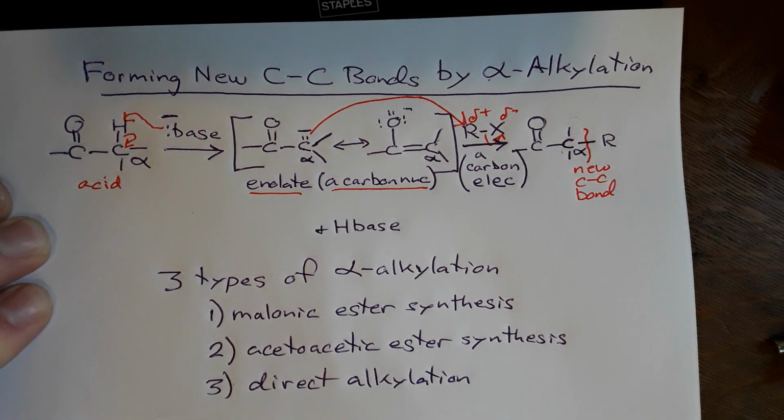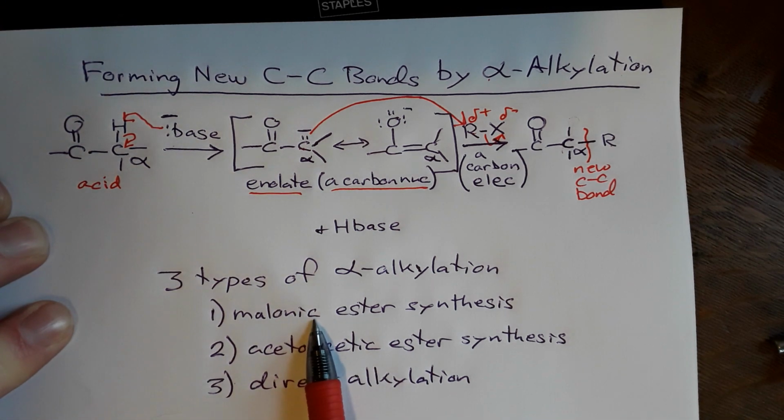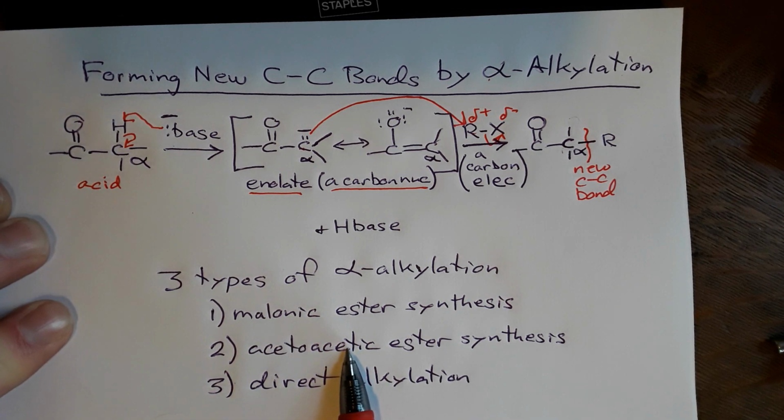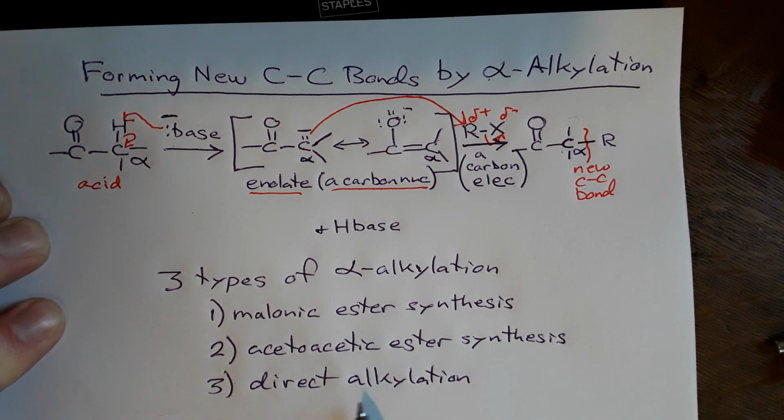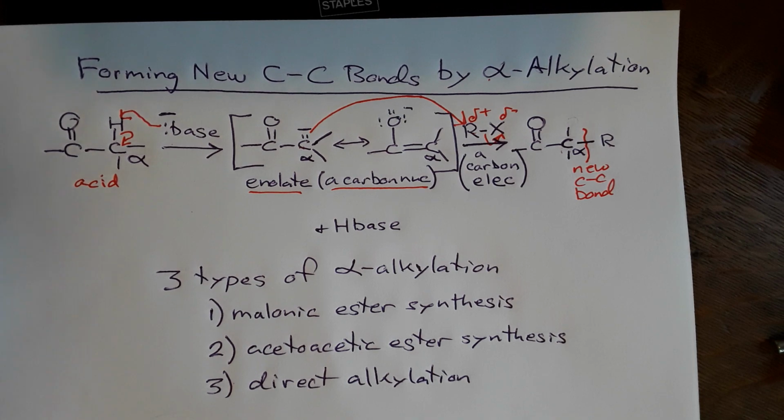So there are three general methods by which we can do this. The first is called malonic ester synthesis, the second acetoacetic ester synthesis, and the third direct alkylation. And depending on what products you want, you will choose one or the other.